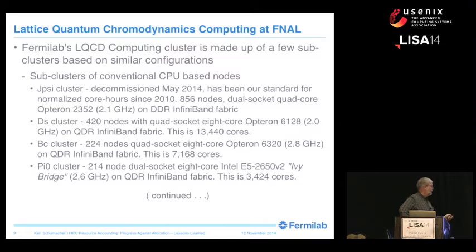It's the standard that we still measure by. The Ds cluster is the one that I showed you the image of before. 420 nodes, quad socket, 8-core Opterons. You don't need me to read all of these numbers to you, but the Ds cluster has got 13,000 cores in it. The Bc cluster has got 7,000 cores in it. And the new Pi0 cluster has 3,400 nodes in it. You notice that number keeps going down by about half, but the processing power is actually going up.